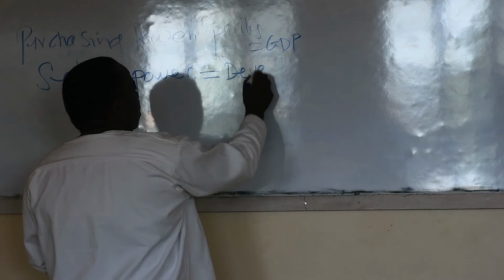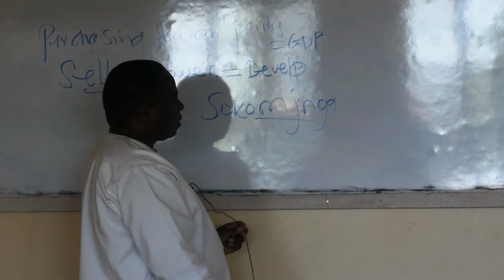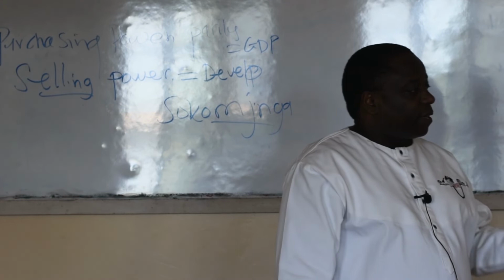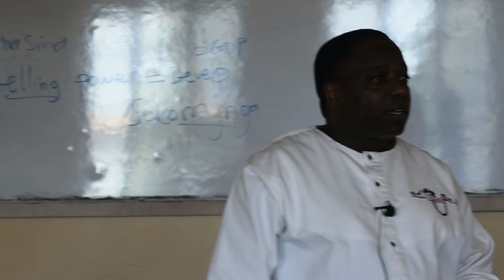And because our selling power is zero, except when you go to Soko Mjinga, it becomes a place where everyone is struggling to sell their knowledge. So you can even have a Soko Mjinga of education, where engineers are trained but they cannot get jobs. And at the same time, we go to China and get engineers to come and do the jobs that local engineers should do. And we call that Soko Mjinga ya engineers.